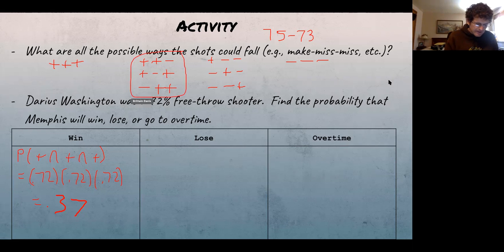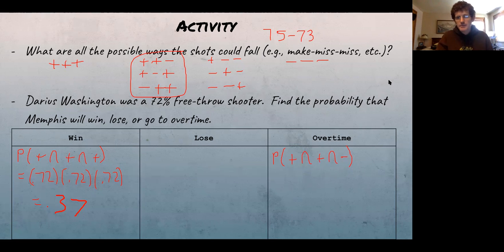And now we've got the probability. And here's the good thing about probability. Even though we showed that there are 3 different ways he could make 2, for right now it doesn't matter the order, because we're just multiplying the probabilities together. So it's the probability that he makes the first one and he makes the second and he misses the third.